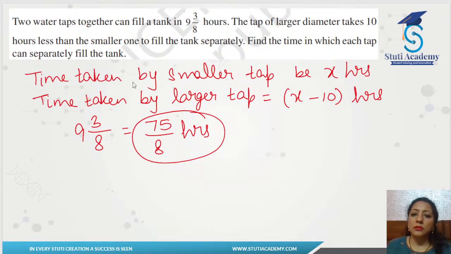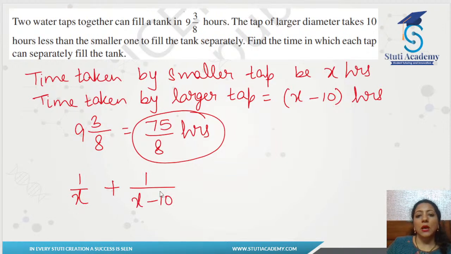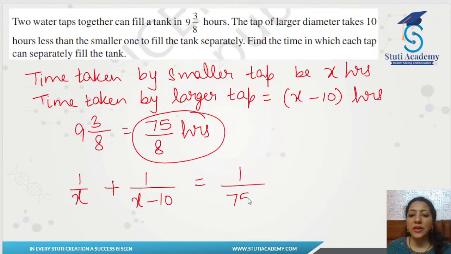Now we are going to get 1 by x here plus 1 upon x minus 10. So what is this 1 by x and 1 upon x minus 10? Now how much part of the tank will the smaller tap fill in 1 hour? It would be 1 by x. How much part of the tank will the larger tap fill in 1 hour? It would be 1 upon x minus 10. And how much tank will be filled when both the taps are open simultaneously? It would be 1 upon 75 upon 8. This much time is taken by both the taps together. So how much part of the tank will be filled when both the taps are open simultaneously. It would be 1 upon 75 upon 8.